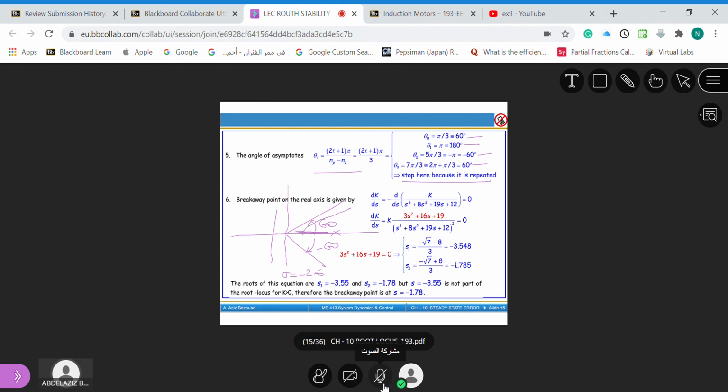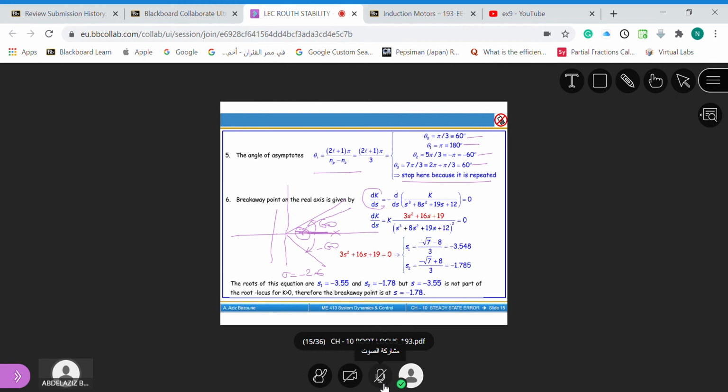How will we do it? We say this point here. We are looking for this point. This point, how to find it? Just take dk over ds. When you take dk over ds, you have this equation. You get it from the original equation, from the characteristic equation. This will give you this equation, K times all of this.